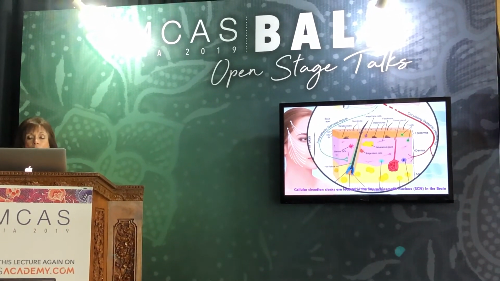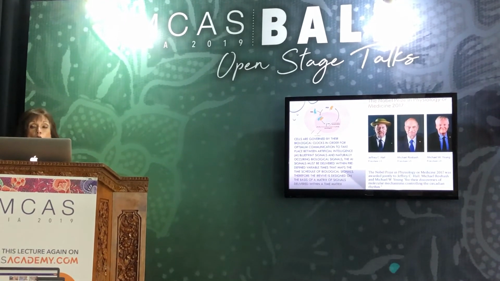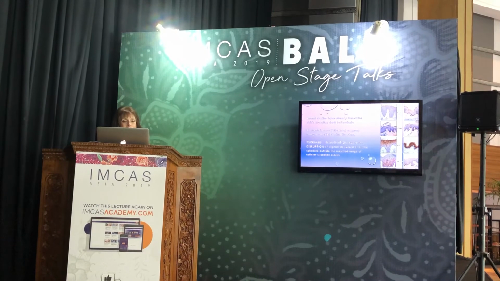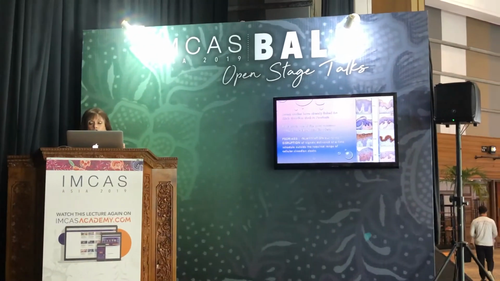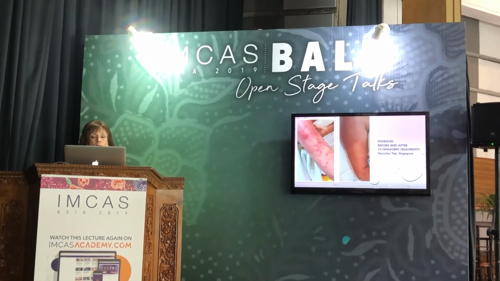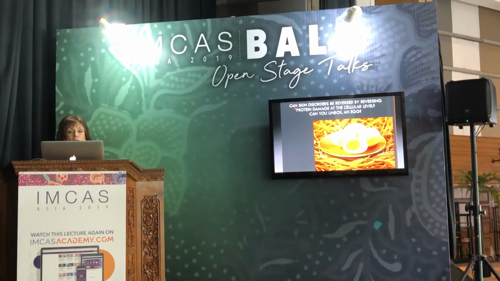This is the Nobel Prize 2017, where they looked at the signals and how these signals have biological clocks. This is an example from psoriasis, which is a time-controlled illness. You can see a stadium of psoriasis here, another clinical stadium of psoriasis.